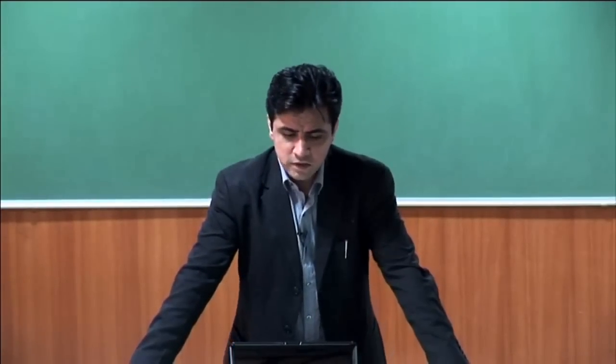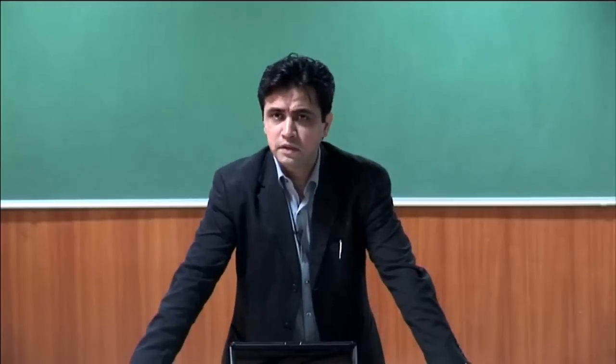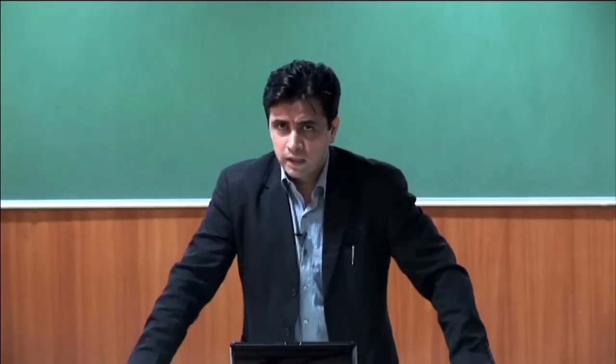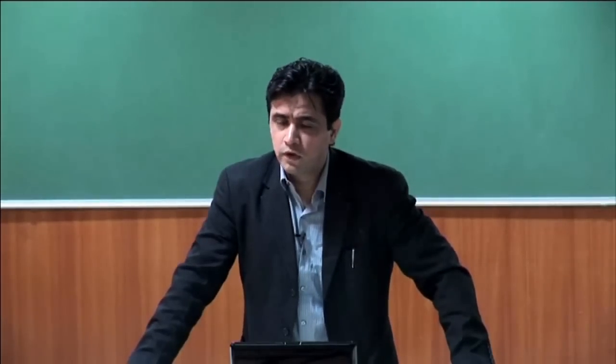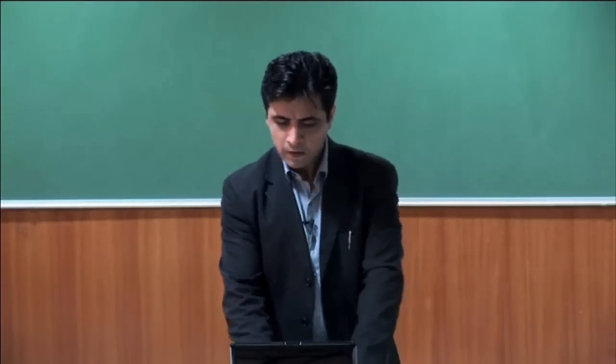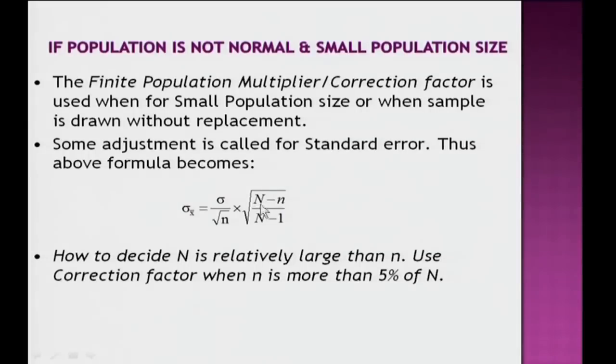So, we will need certain adjustment, and that adjustment is applied with the help of the finite population multiplier. The finite population multiplier is defined as the population size minus sample size divided by population size minus 1, whole under root. Initially we had standard error as sigma by root n, now we will multiply with this and that will result in the standard error under this case.